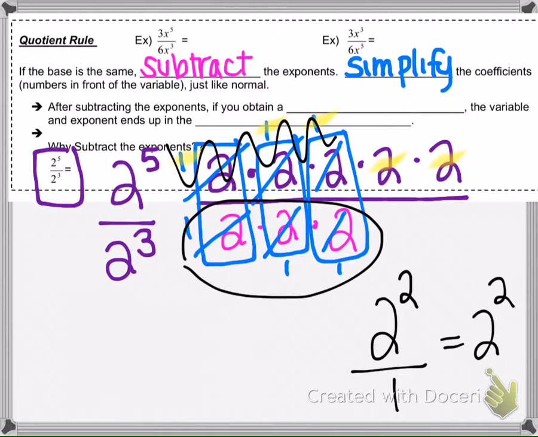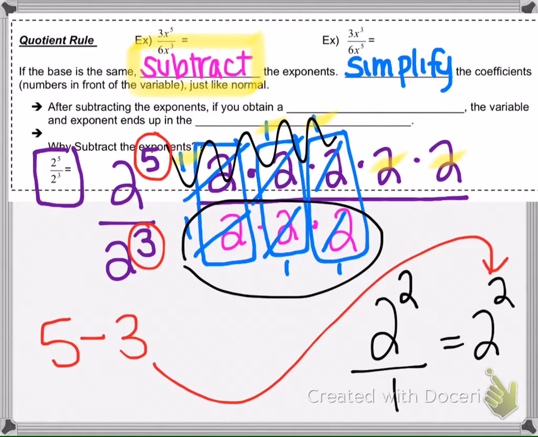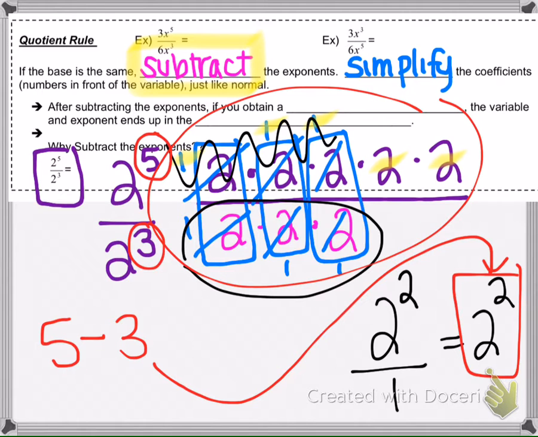So we said that the rule was to subtract the exponents. If we look at the exponents here, we have a 5 minus 3 is the 2. So without having to write this all out, we could apply the rule. But this is why: because the 2's are essentially dividing out because they make 1.